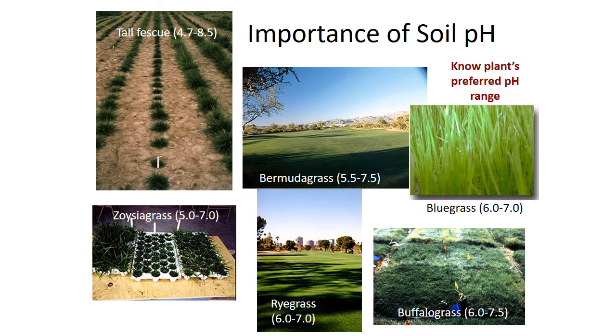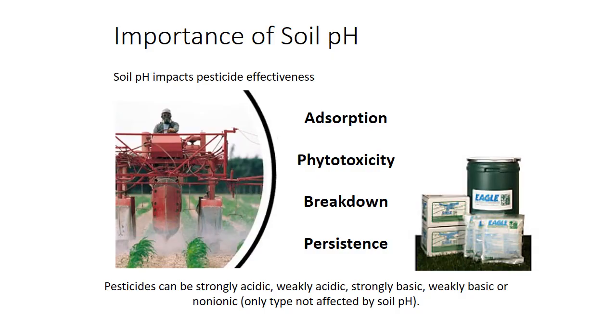So again, in this situation, it's not just agricultural crops. It's also things like turf. There is a target pH depending on the particular variety or particular species. So it's important to kind of consider what you're trying to grow when you're managing soil pHs.